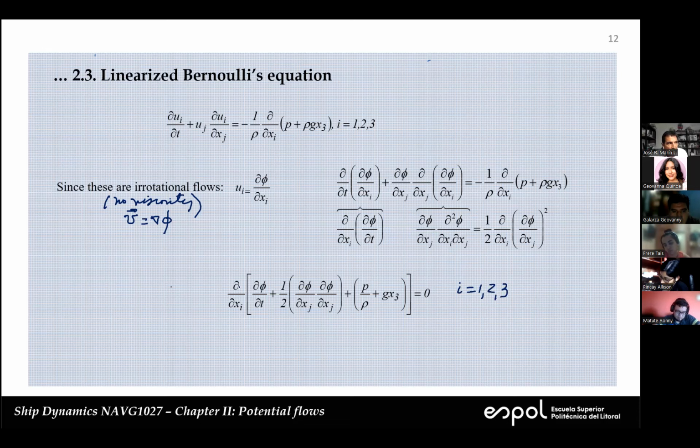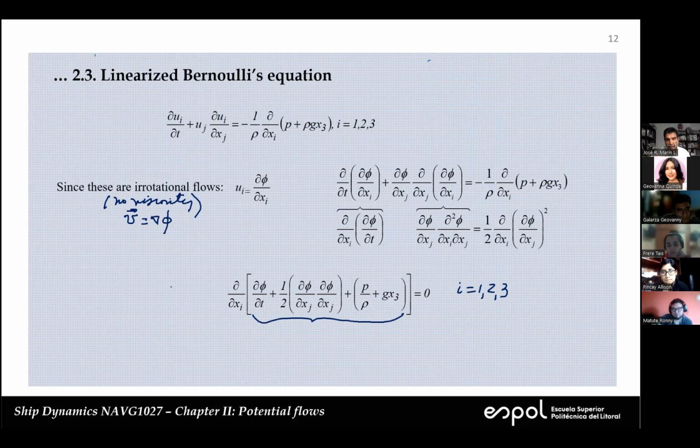The derivative with respect to x, or respect to y, or respect to z of all of this is equal to 0. What can you say about this? Anybody? What can you say if the derivative of that with respect to x, with respect to y, or with respect to z is equal to 0? What can you say about this term in parentheses? It is constant. It doesn't depend on x, on y, on z.